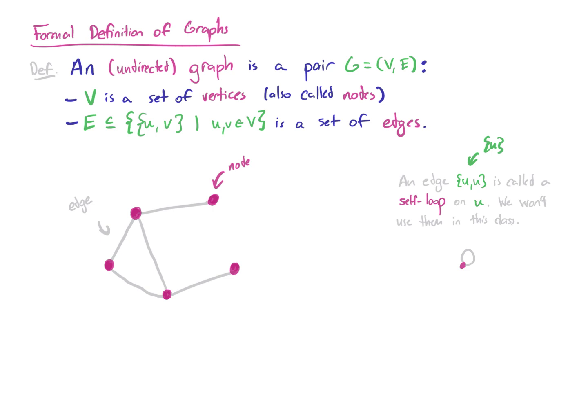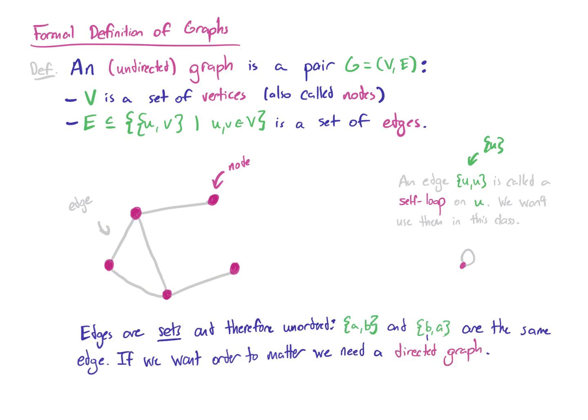Now, one more important point here is that remember, sets don't have an order. U and V is the same set as V and U. And so what that means is that if I have an edge, let's say A and B, and another edge B and A, where A and B are vertices, these are actually the same edge. So the order doesn't matter. The edge A and B is the same as the edge B and A because sets don't have any order at all. These edges are the same edge. There's no distinction between them.